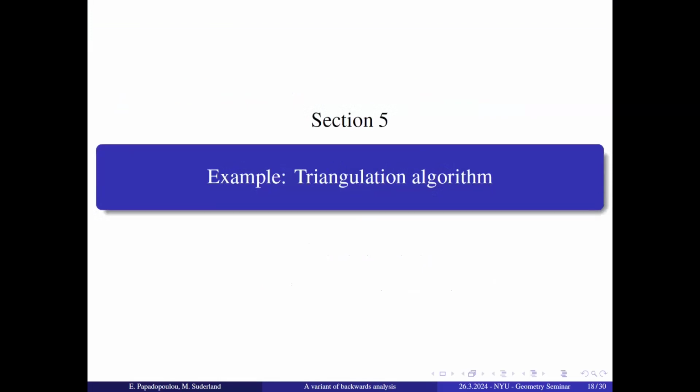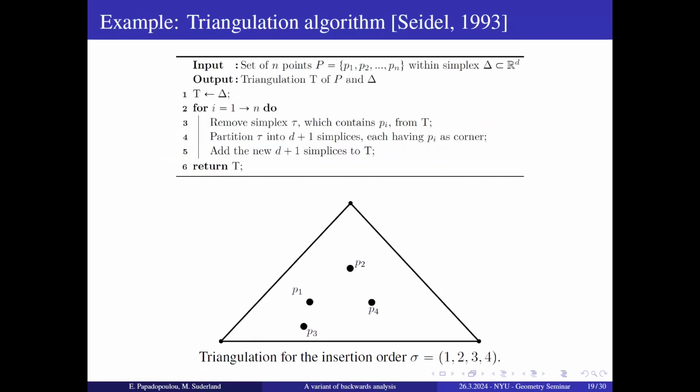So let's see how this can be applied to this triangulation algorithm. This is the algorithm that was pointed out by Seidel as this bad example, where the standard backwards analysis is not applicable. Let's see how this algorithm works. It takes as input a set of points and a simplex in higher dimensions, but I will show all the pictures in 2D only. So we are working with a triangle here. The output is a triangulation of the point set and this initial triangle. It works in a way that we incrementally add the points one by one, and we triangulate the area which contains the current point.